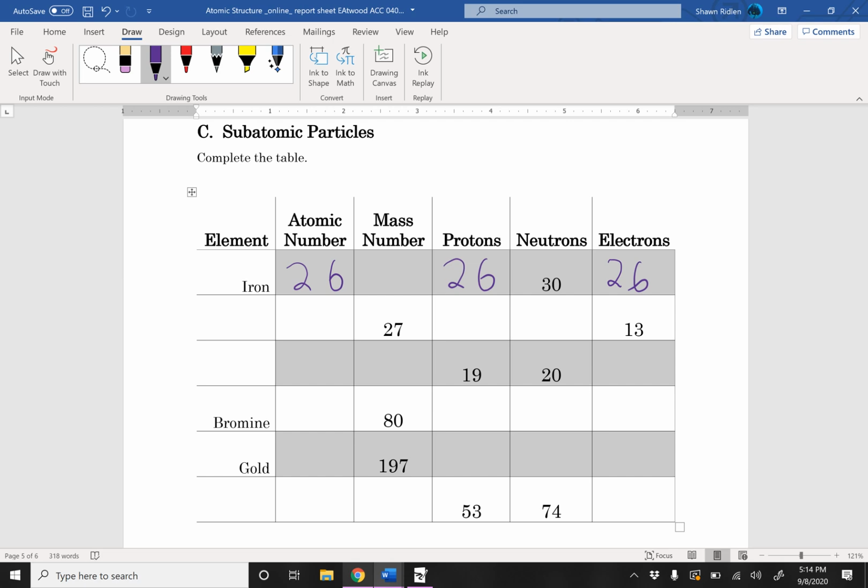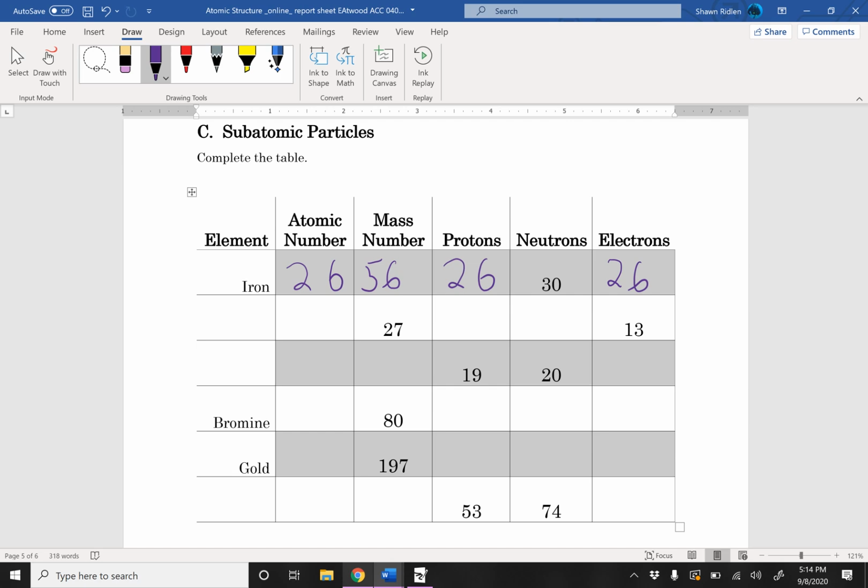We have one column left, mass number. So the mass number will be equal to the number of protons, so P plus N. That's kind of acting funny, but hopefully you can understand what I'm saying. So number of protons plus the number of neutrons. So in this case, it would be equal to 56. 30 plus 26.